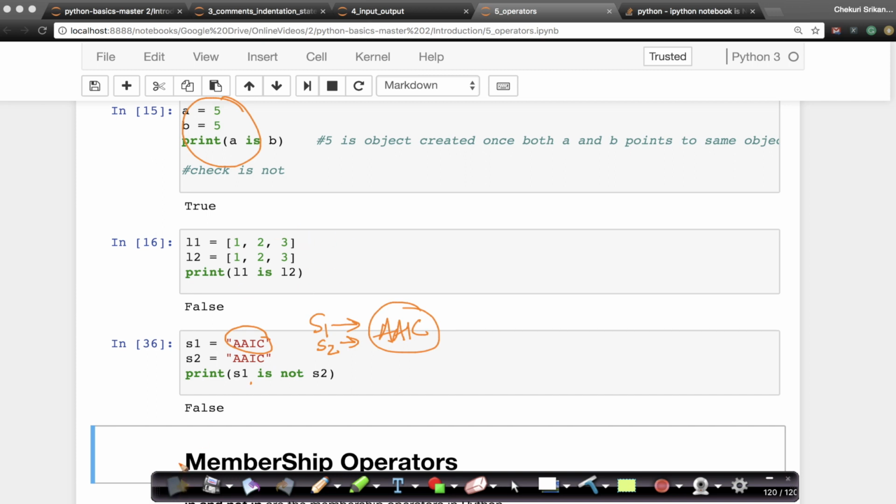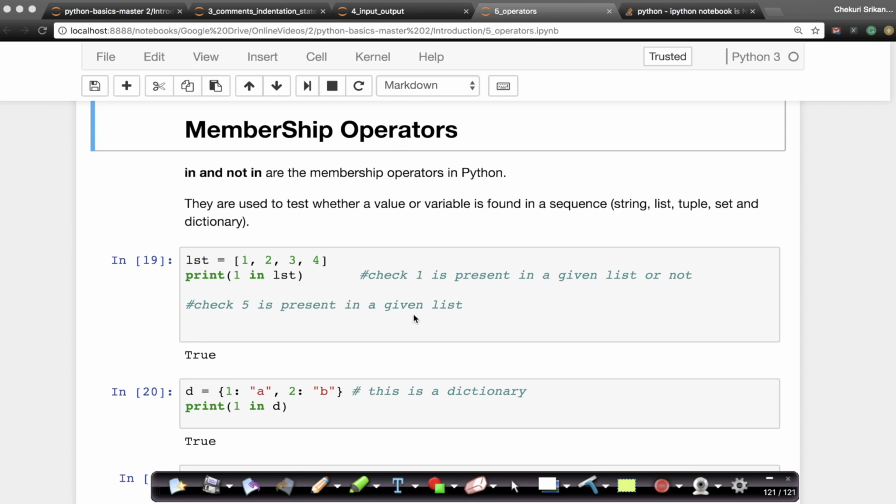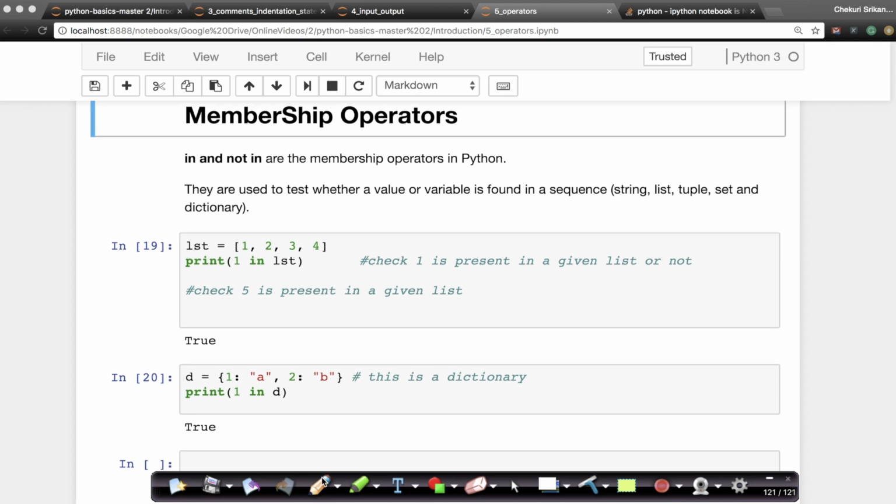There are other very interesting operators in Python called in and not in, which are called membership operators. Let's look at it. Suppose I have a list LST with 4 numbers 1, 2, 3, 4. I could say 1 in list. If 1 is there in this list, it would return me true. That's what it does. Very, very useful, right? Because now you can say whether an element is there in a list or not. You can do this for strings, for lists, for tuples, dictionaries, sets, etc.